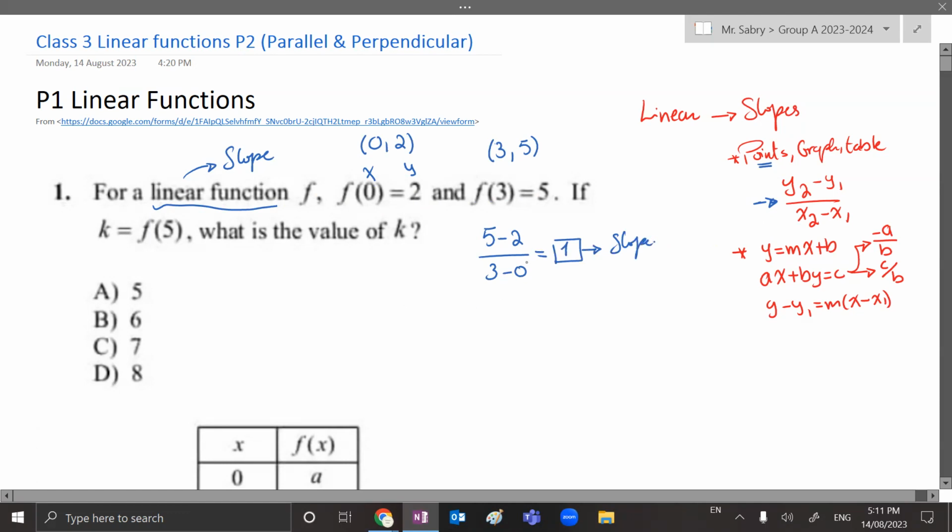طيب, what do they want? They want f of 5. يبقى أنا محتاج أعرف الفانكشن نفسها أصلا ال f of x هي إيه؟ الإيكويشن نفسها إيه؟ So what do I know about the equations of the linear functions? إنها y equals mx plus b. I got the m. I know now it's 1. So بقت y equals 1x which is x plus b.